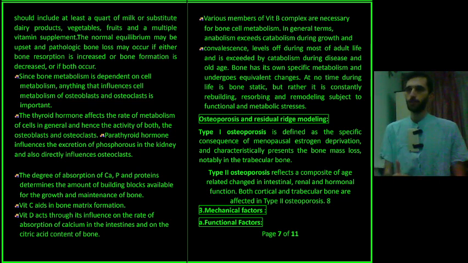Osteoporosis and residual remodeling. Type 1 osteoporosis is defined as the specific consequence of menopausal estrogen deprivation and characteristically presents bone mass loss, notably in the trabecular bone. Type 2 osteoporosis reflects a composite of age-related change in intestinal and renal hormone function. Both cortical and trabecular bone are affected in type 2 osteoporosis.